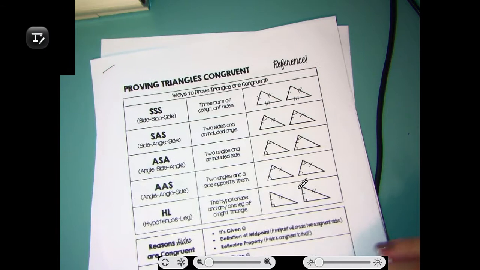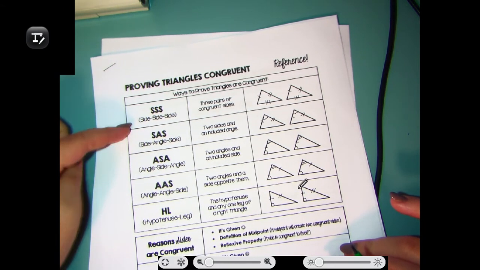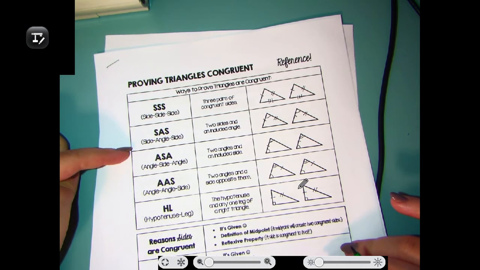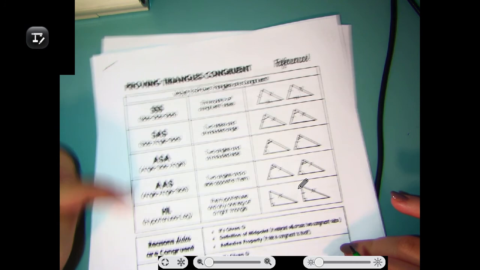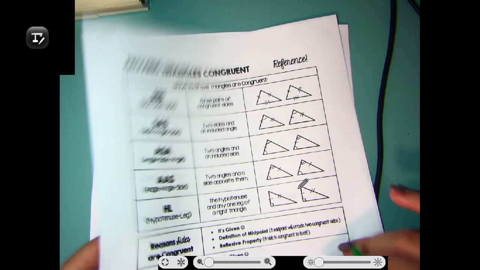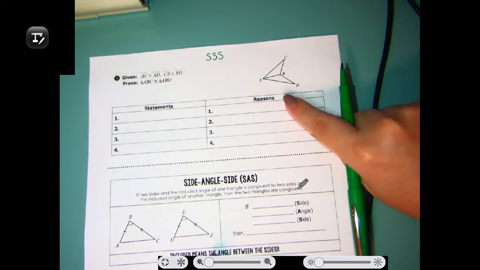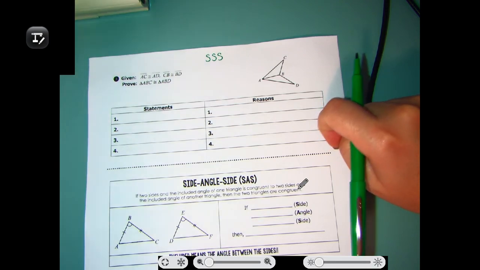So remember, going back, these are all the ways to prove triangles congruent. We've done side, side, side. We're going to get to side angle side today, and then we'll move on to angle side angle and the rest of them. So let's take a look at our new notes today, which have a side, side, side problem at the top, and then we'll get into the side angle side.